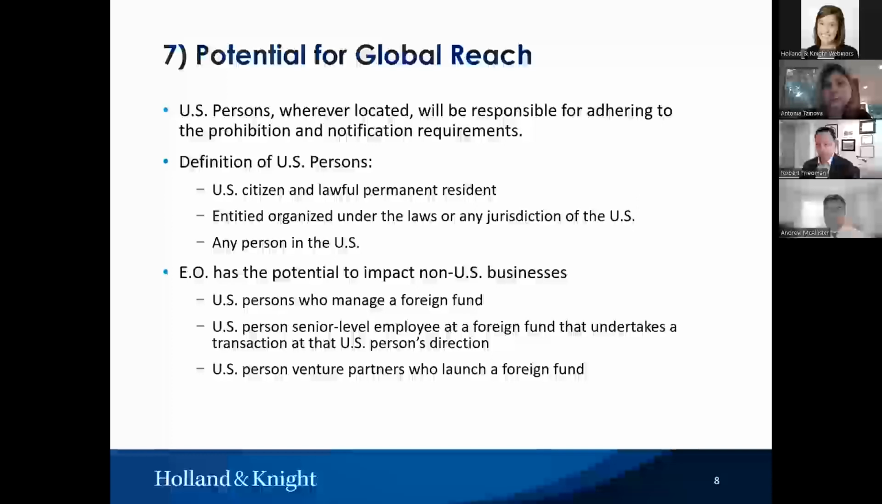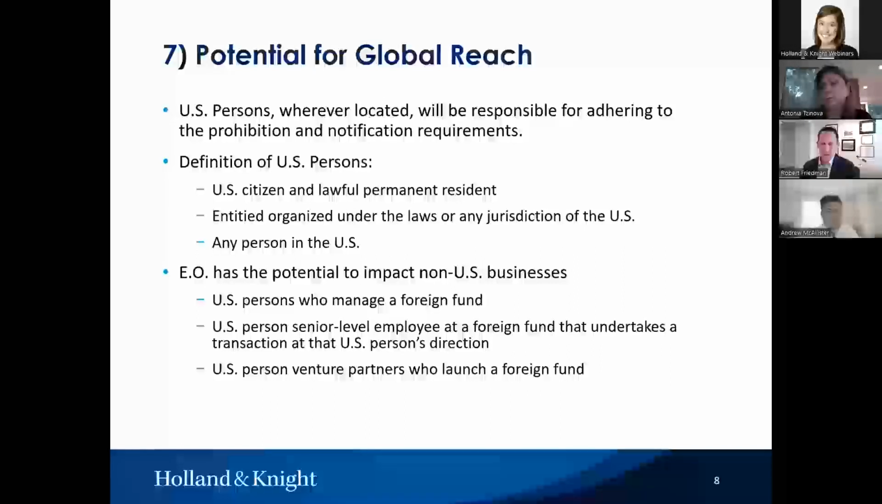Great. Thanks, Andrew. Those are really important points and definitely topics for impacted businesses to consider commenting on, to make clear to Treasury the preferred scoping of some of those provisions. So the next topic we want to go over is the potential for global reach of these proposed rules.